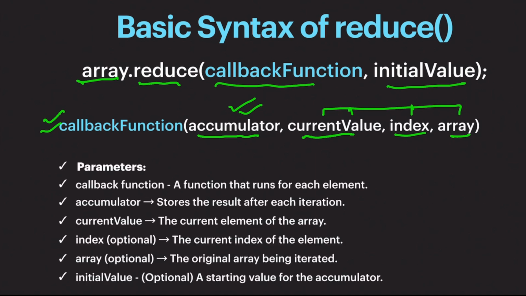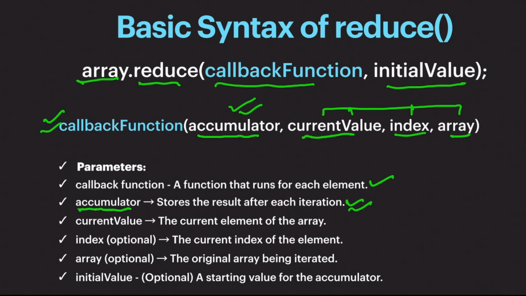The callback function is a function that runs for each element, and the new thing here is the accumulator. The accumulator stores the result after each iteration. After each iteration the result is calculated and stored in the accumulator. At the time of the next iteration the previous result is stored in the accumulator and it will be added to the next value. In the same way, in each iteration the previous result will be added to the next value. All the results are stored in the accumulator and at the end we return the accumulator.